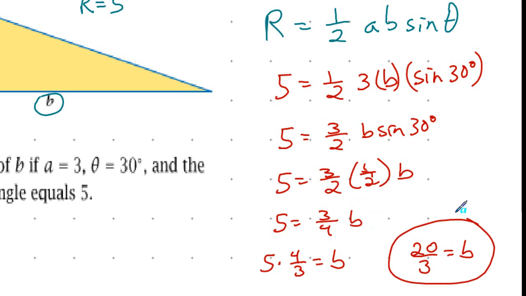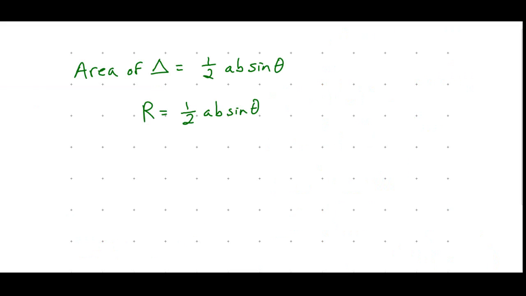Yes, you can use the other formula, the rewritten formula, which is simply 2r over AB equals sine of theta. Either way, you're going to get the same answer, which is 20 over 3 for the value of b. One thing that Professor Axler points out in his book is the appearance of ambiguous angles.